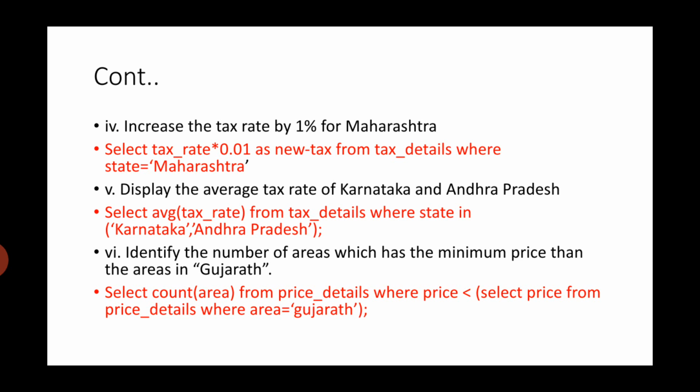Next one is identify the number of areas which have a lower price than the areas in Gujarat. It is again a subquery. Why? Because first we should know the price of Gujarat. Then only I can compare the number of areas which have a lower price than the areas in Gujarat.